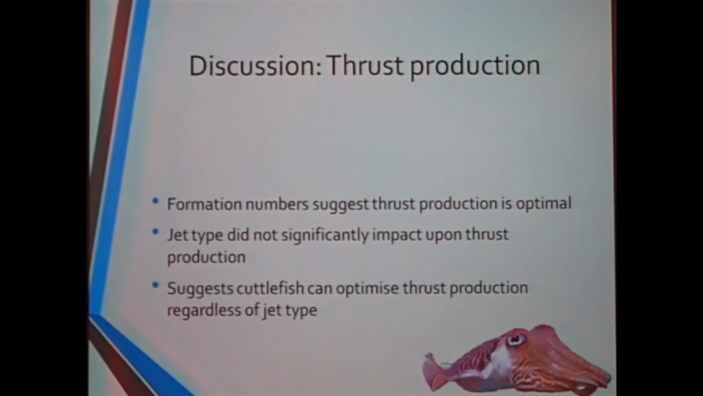So, in terms of thrust production, the formation numbers suggest that this is optimal, and jet type didn't seem to significantly impact upon this. This suggests that cuttlefish can optimise thrust production regardless of the structure of the jet itself.